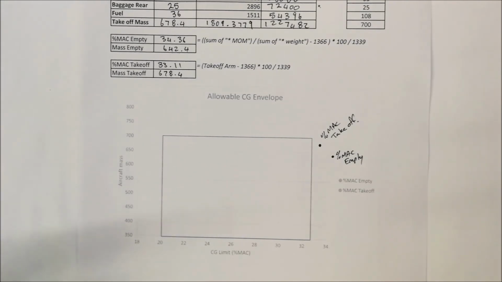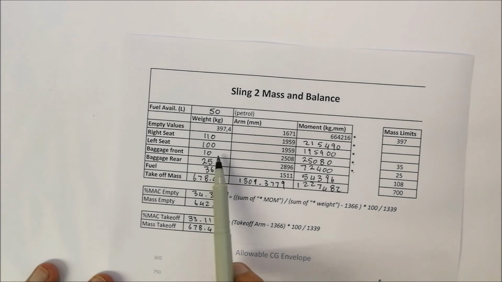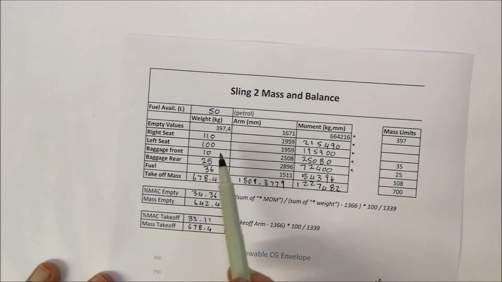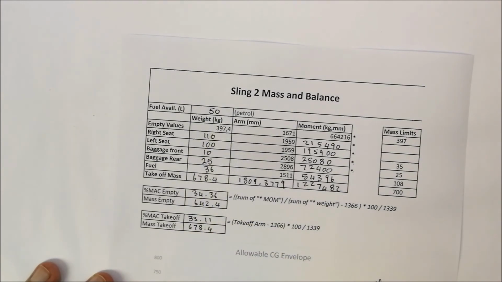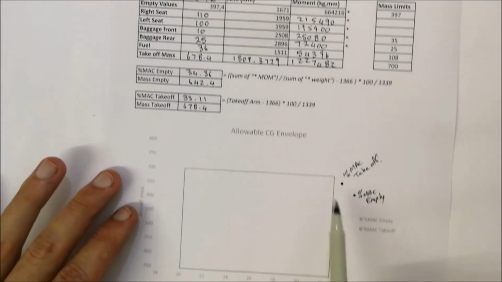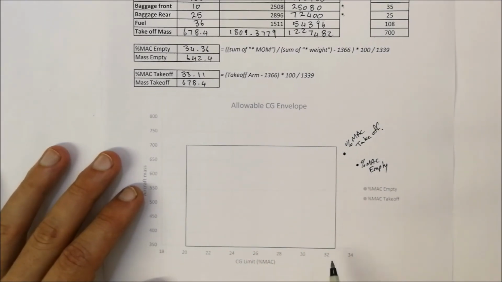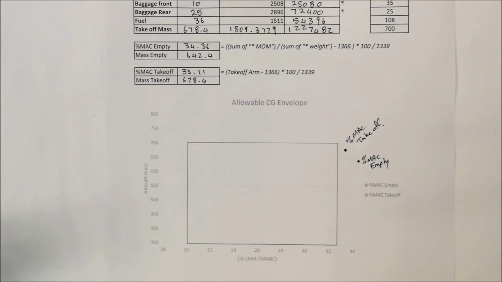So it won't be safe, and therefore if a person still wanted to fly with this aircraft, they would have to reconsider the values of the luggage, maybe get lighter people to sit in the seats over there, maybe use less fuel, and play around with these numbers until they get both of these points within this rectangular shape. And once that's happened, they can say, okay, now they can take off and have a safe flight.